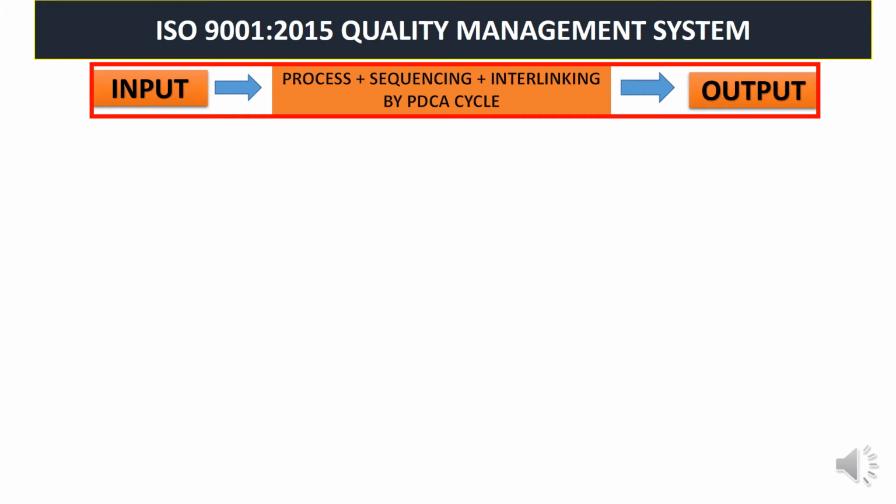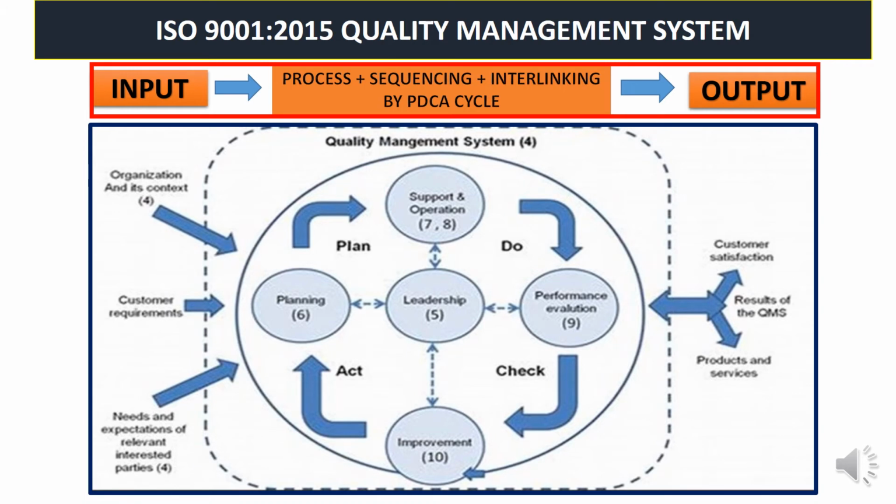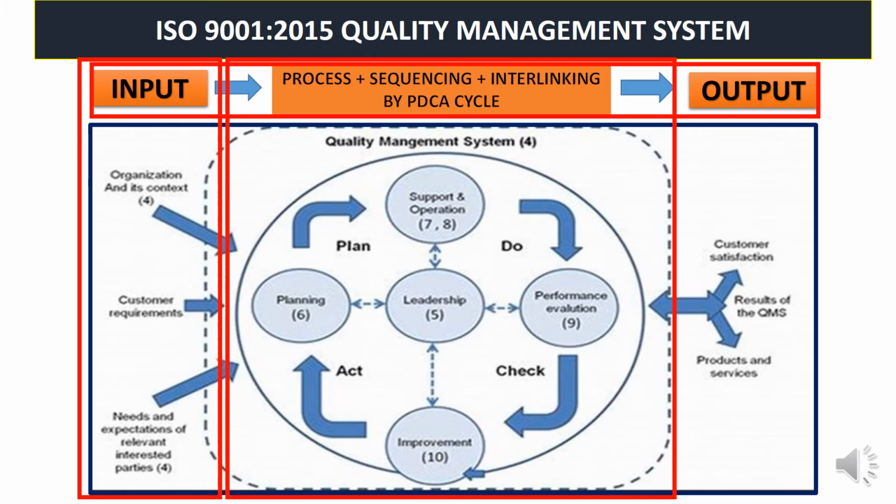Let us see the first drawing or picture that we see, how it reflects the process approach and PDCA here. If you see at the left side, the input, the process, sequencing, interlinking by PDCA cycle and the output. In input, there are arrows from organization and its context, customer requirements, need and expectations of relevant interested parties, which are clause 4 in the standard, which are an input for this quality management system, which is also clause 4. We will talk further about that.